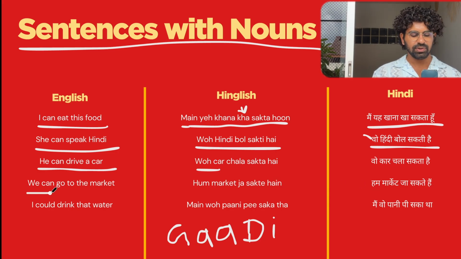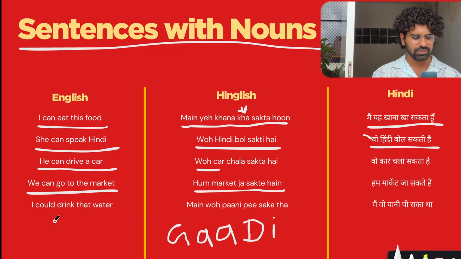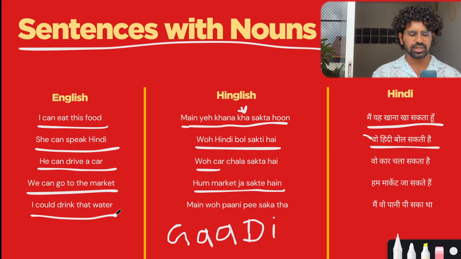Okay. Then we have we can go to the market. हम market जा सकते हैं. We can go to the market. Okay. Next thing is he could drink that water.